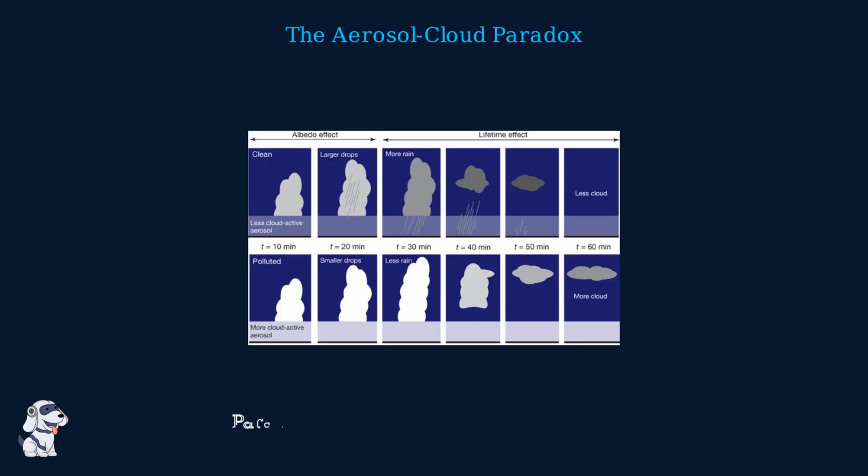This creates the paradox. Polluted clouds are often thinner and reflect less sunlight, yet they persist much longer in the atmosphere. This shift complicates climate models significantly.